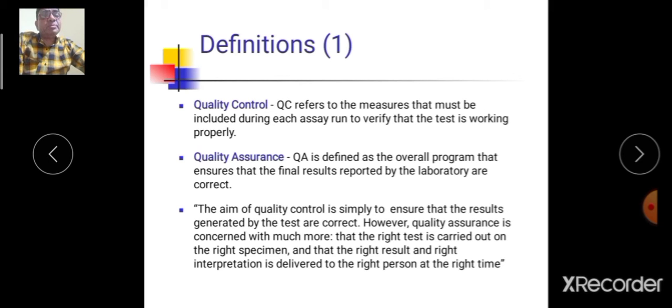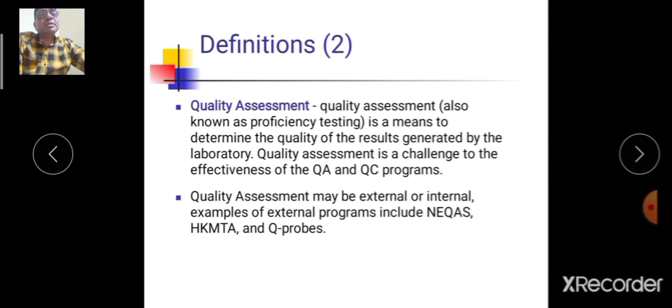However, there may be some errors. Another definition, QA, also known as proficiency testing, is a means to determine the quality of the result generated by the laboratory. QA is a challenge to the effectiveness of QA and QC programs. QA may be external or internal.